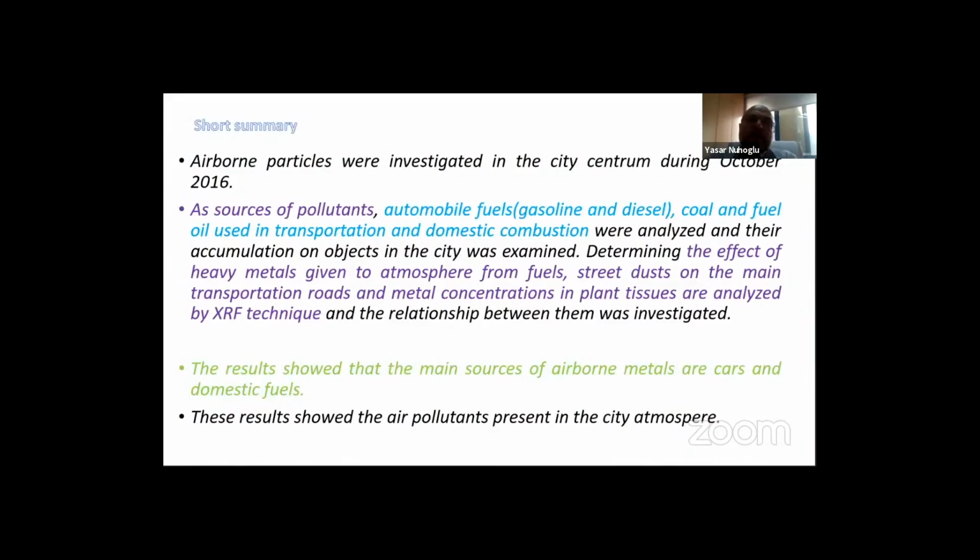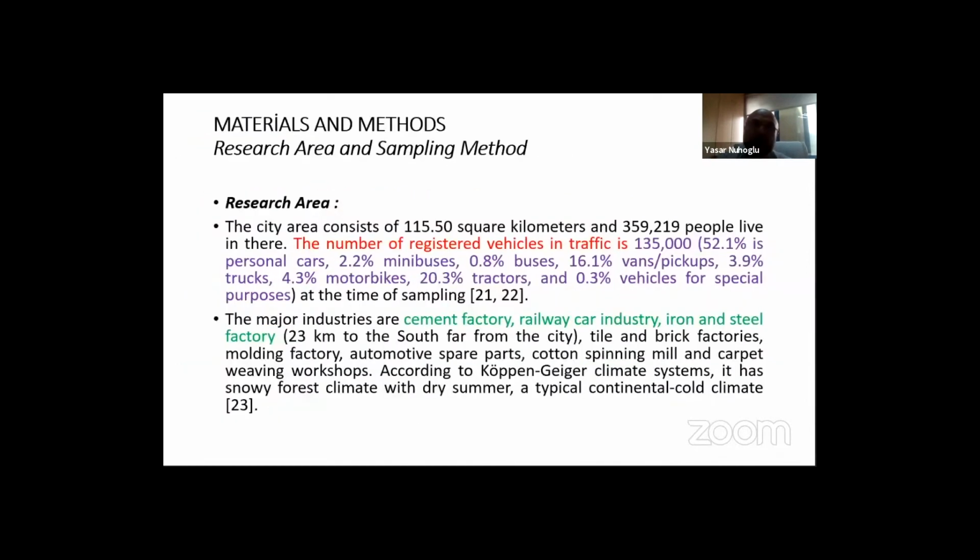Short summary. Airborne particles were investigated in the city center during October 2016 as a source of pollutants. Automobile fuels, gasoline and diesel, coal and fuel oil used in transportation and domestic combustion were analyzed, and the accumulation on objects in the city was examined. Determining the effect of heavy metals given to the atmosphere from fuels, street dust, and the main transportation, and metal concentration in the plant tissue were analyzed by XRF technique. The results showed that the main source of the airborne metals are cars and domestic fuels.